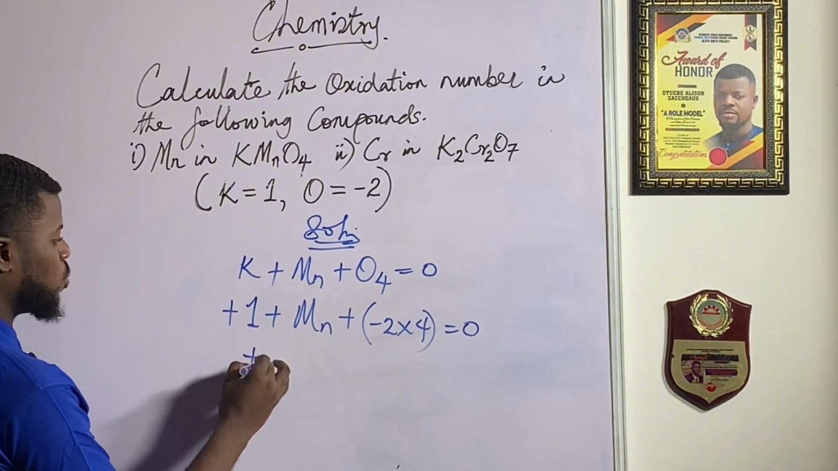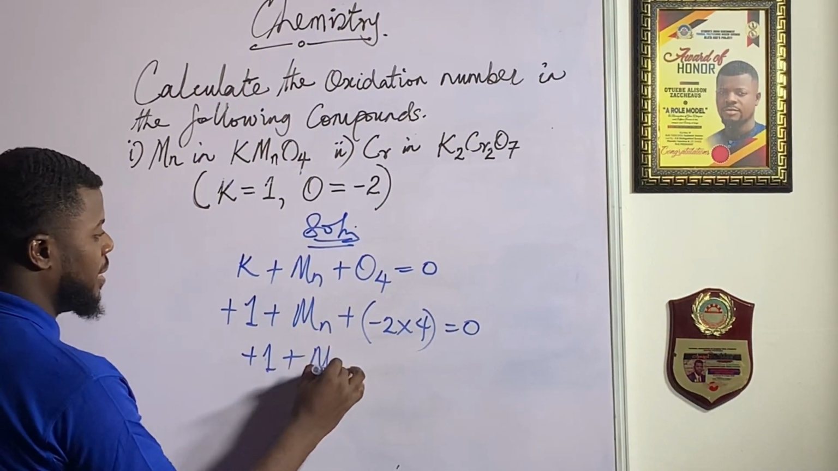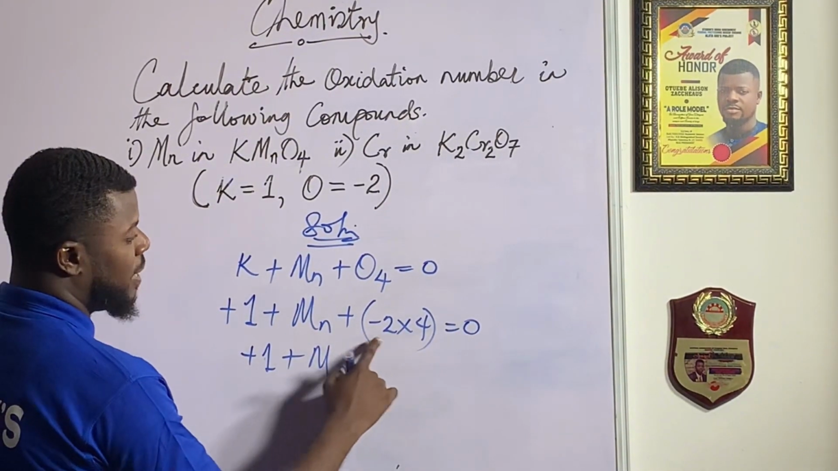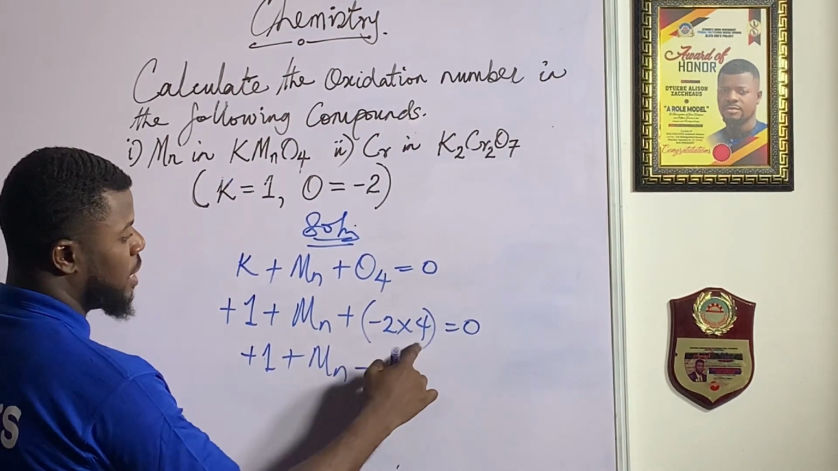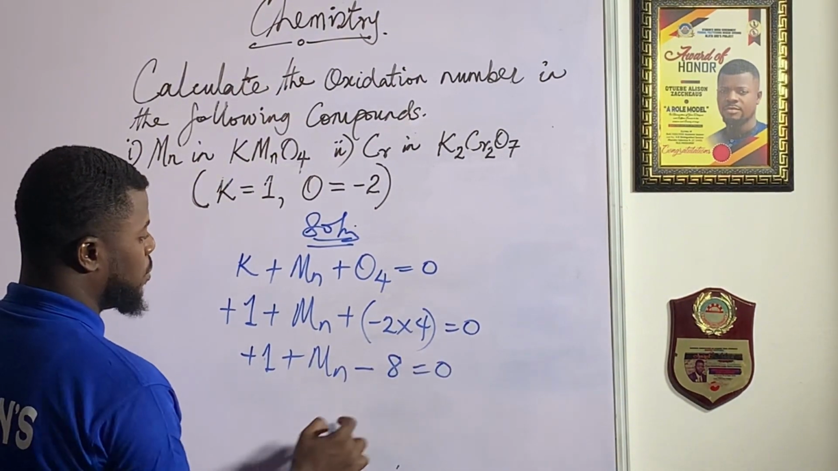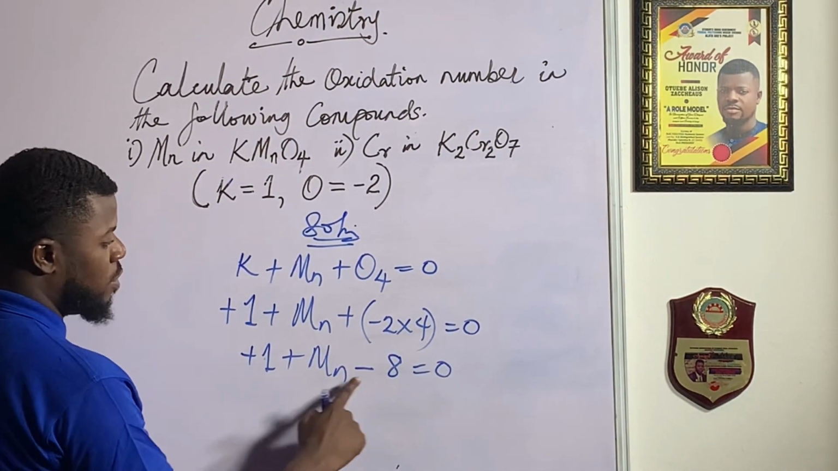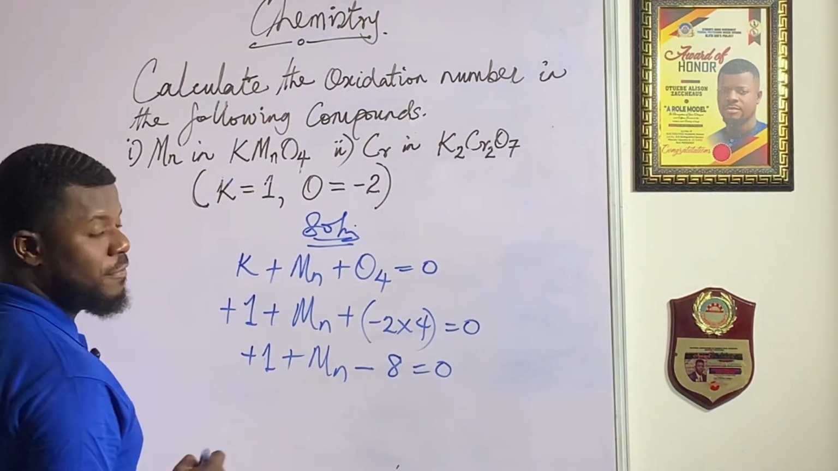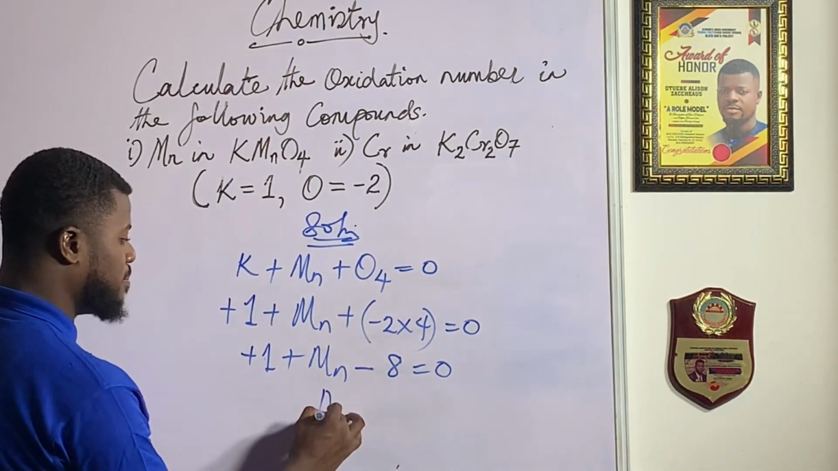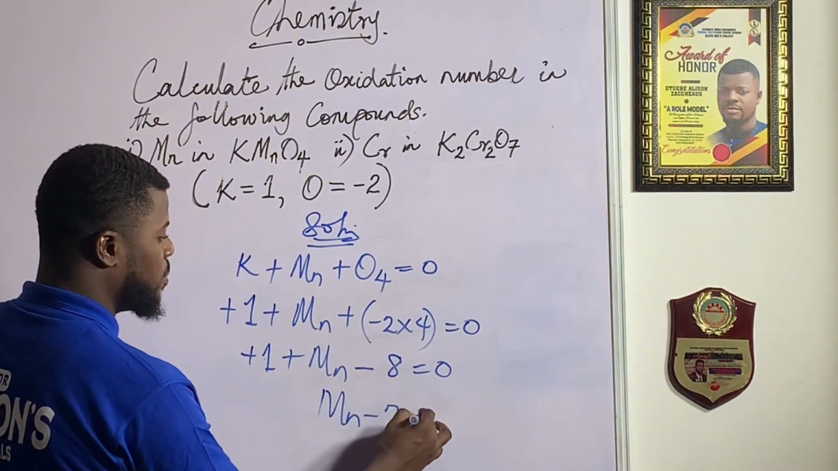So here we have plus 1 plus Mn. Here, if you multiply, minus times plus is minus. 2 times 4 is 8, equal to 0. If you collect like terms, 1 minus 8 will give -7. So we have that manganese minus 7 will equal to 0.